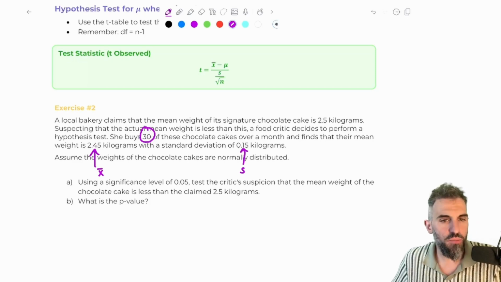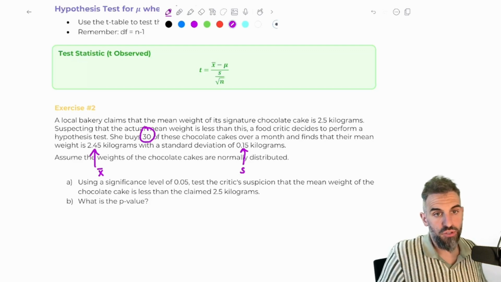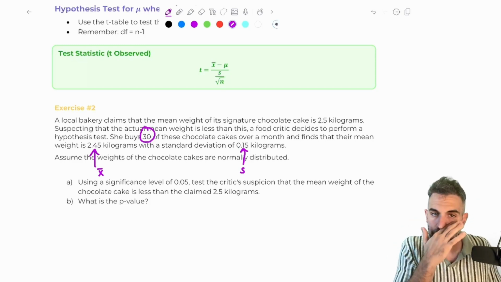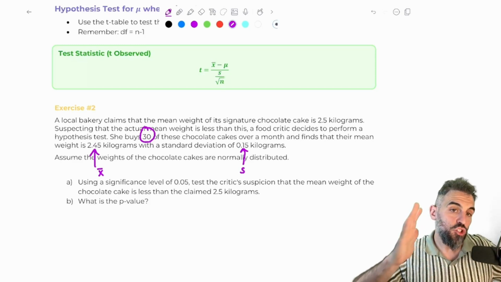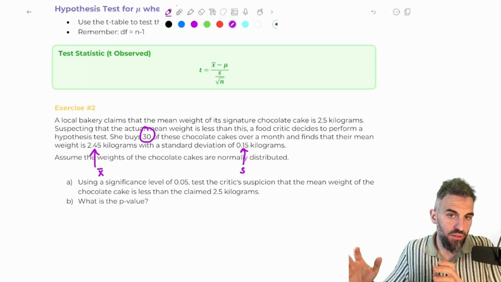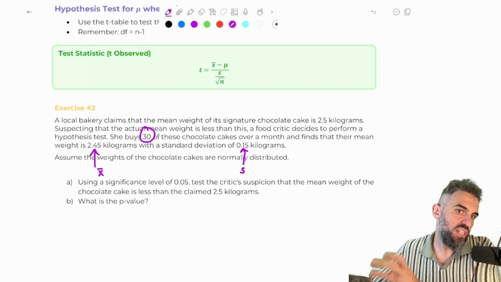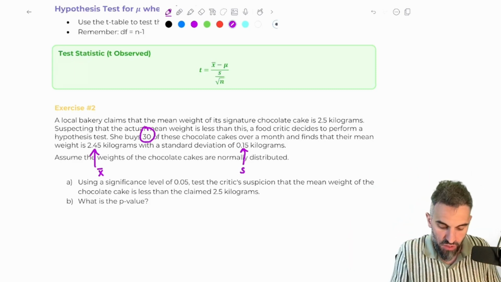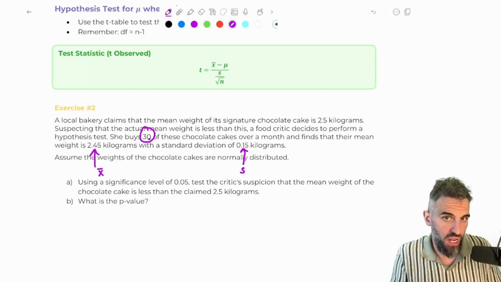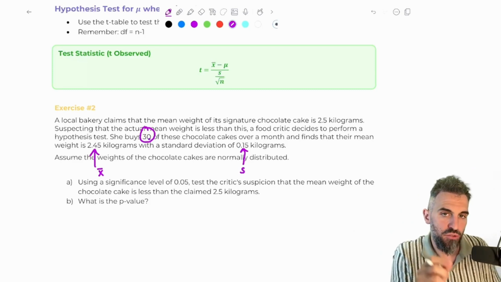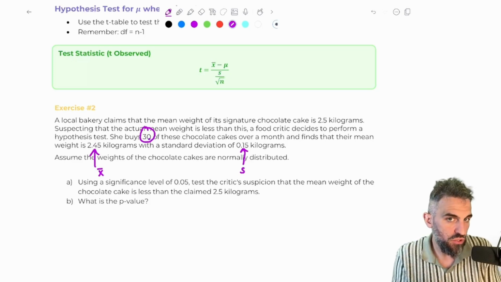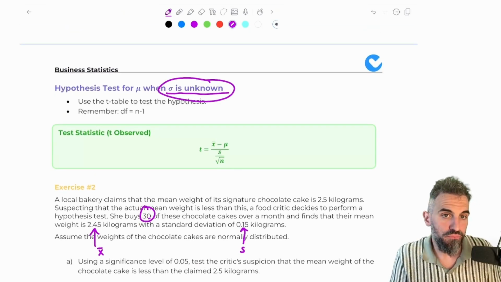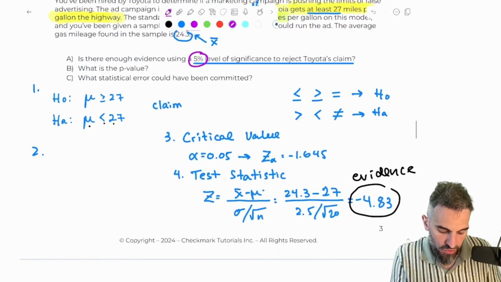Now, listen up, this part's very important. I have a standard deviation here, but look at how they gave it to you in terms of where it is in the sentence. They said that she bought 30 chocolate cakes and that their mean was 2.45 and the standard deviation was 0.15, which means that's the standard deviation not of the entire population of cakes, but of these 30 cakes, which means this is a sample standard deviation, not a population standard deviation. It's an s, not a sigma. So sigma is unknown.